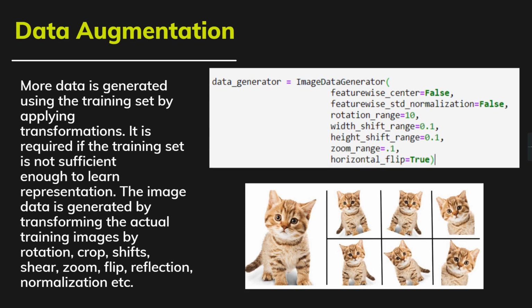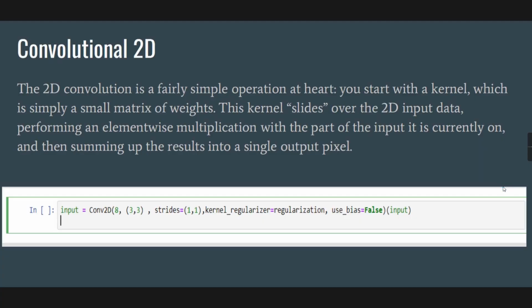This was the code for generating the data augmentation for our images, and I had used the convolutional 2D technique for a fairly simple operation. It uses a kernel, which is simply called a matrix of weights. This kernel slides over the 2D input data, performing element-wise multiplication with the part of the input it is currently on, and then summing up the results into a single output pixel.